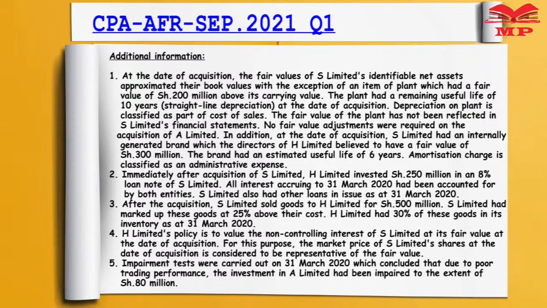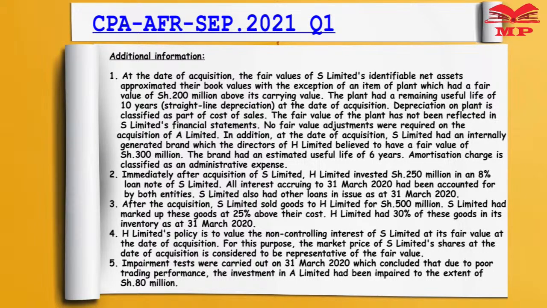Number 2, immediately after acquisition of S Limited, H Limited invested shillings 250 million in an 8% loan note of S Limited. All interest accruing to 31st March 2020 had been accounted for by both entities. S Limited also had other loans in issue as of 31st March 2020.